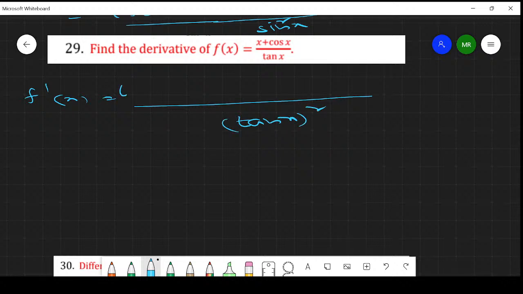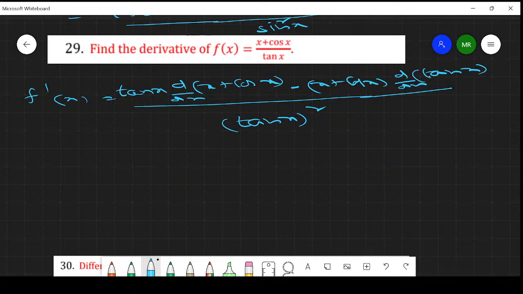Tan x into the derivative, d by dx of x plus cos x, minus x plus cos x into d by dx of tan x.